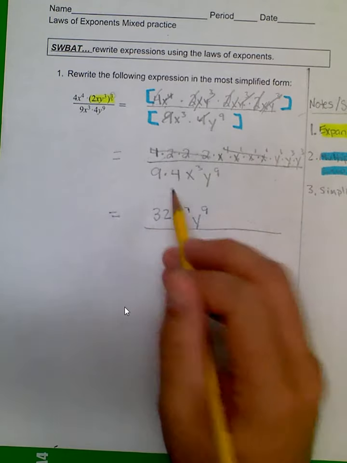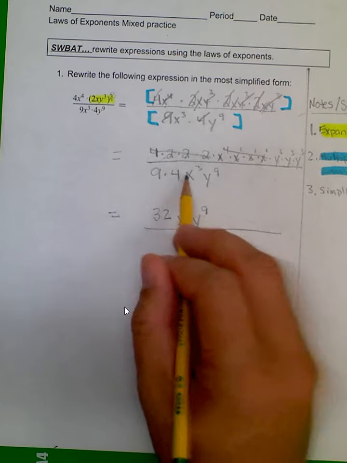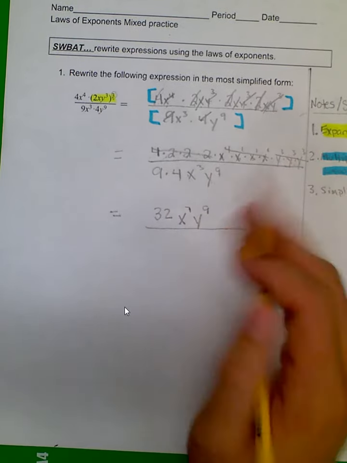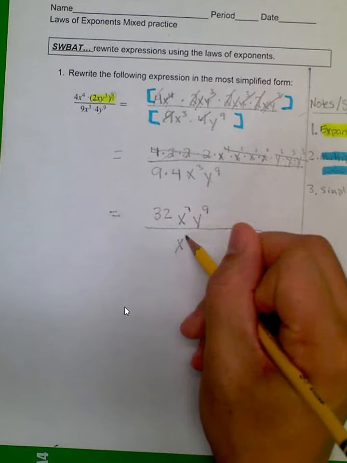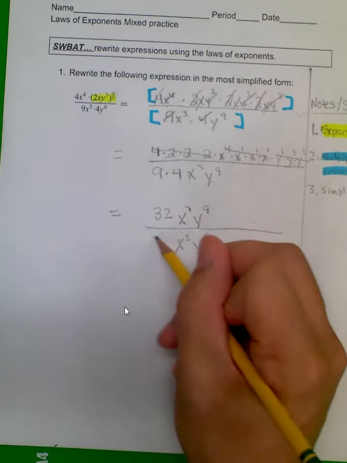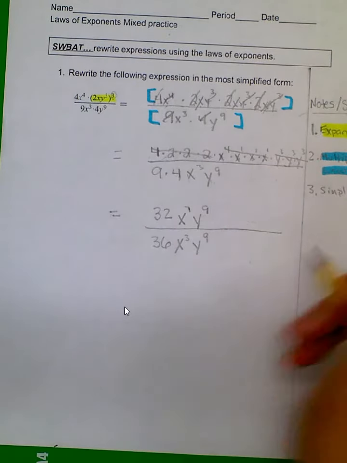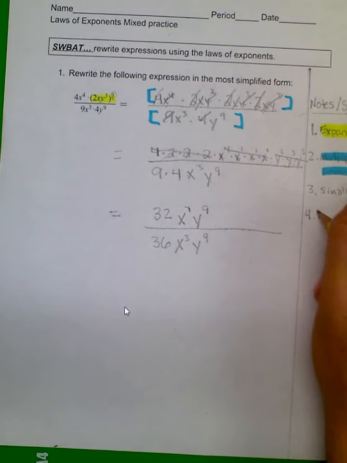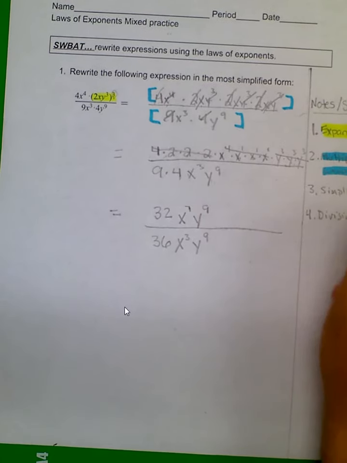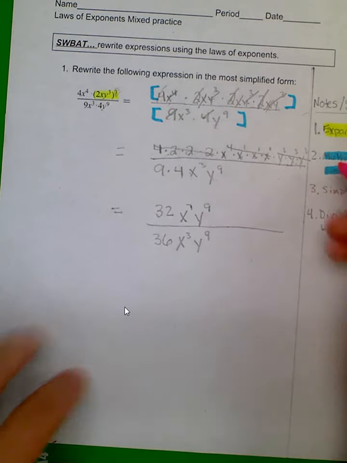And on bottom, I can't multiply these. Again, they're not similar bases, so I'm going to leave those alone. X to the third, y to the ninth. But I can multiply 9 and 4, which is just 36. And in my next part, I'm going to actually use the last law, the division law, to simplify my problem even more. So I'm going to use the division law.